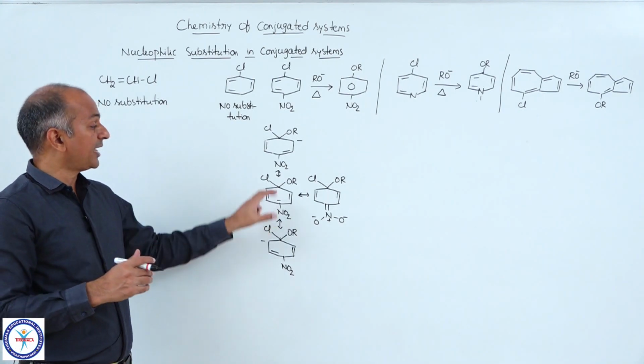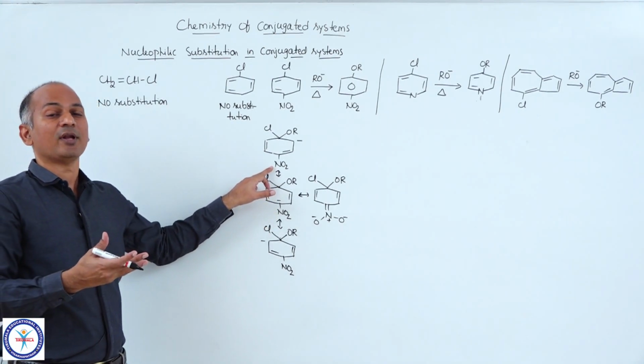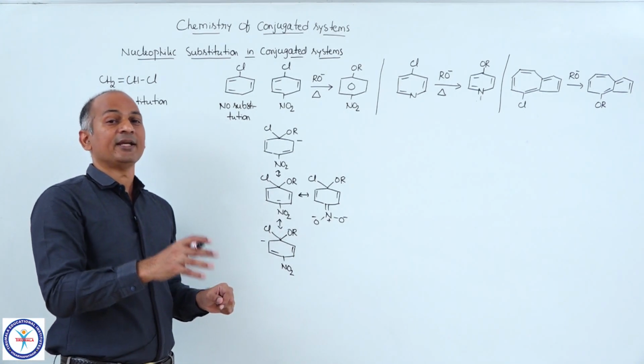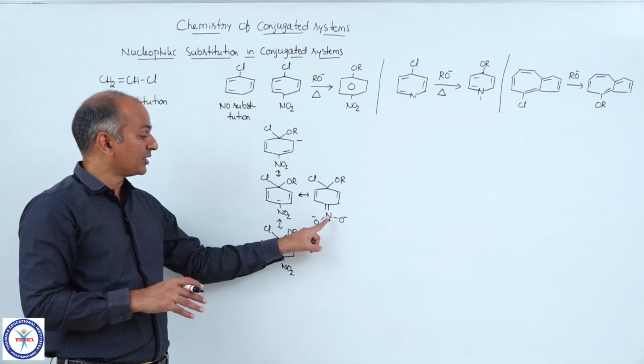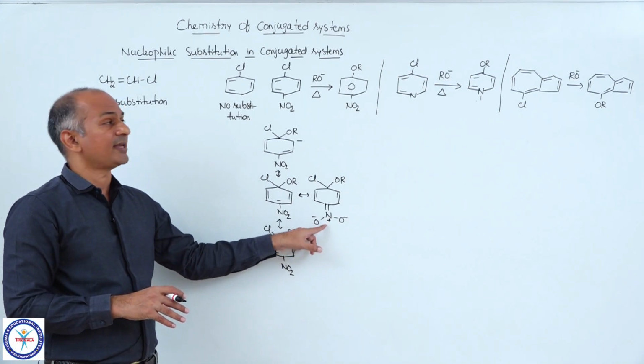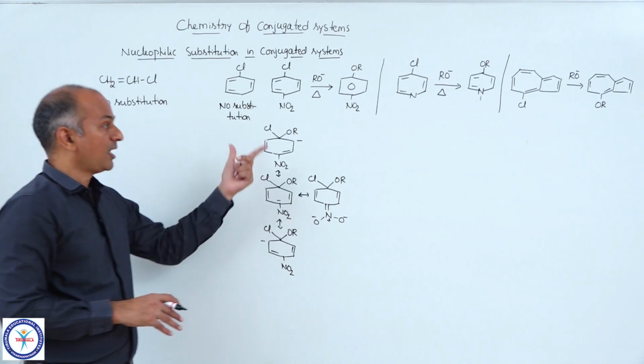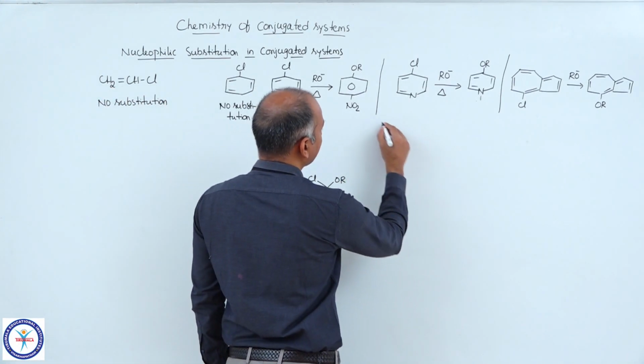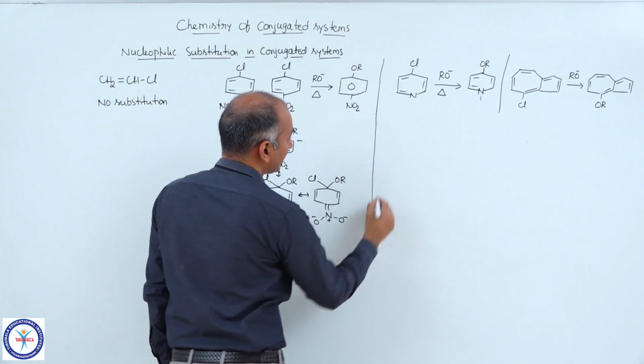And once it attacks, the NO2 is performing another role. It is stabilizing the intermediate. It is stabilizing the negative charge by resonance. You see this particular structure, a highly stable structure. And as a result, the reaction is made possible. Now, if you come to the pyridine case, yes, it is also similar.